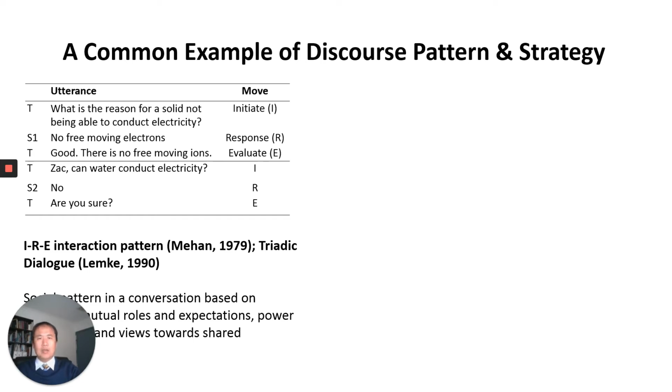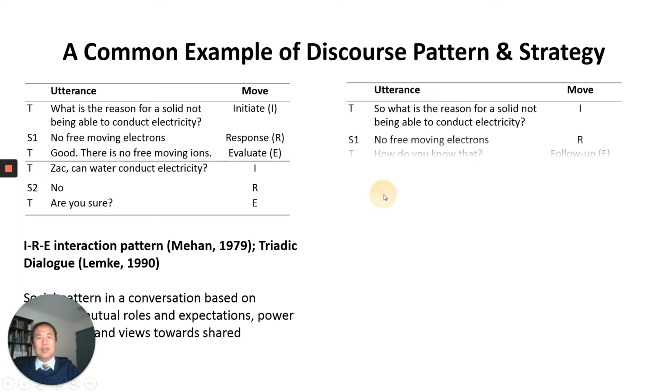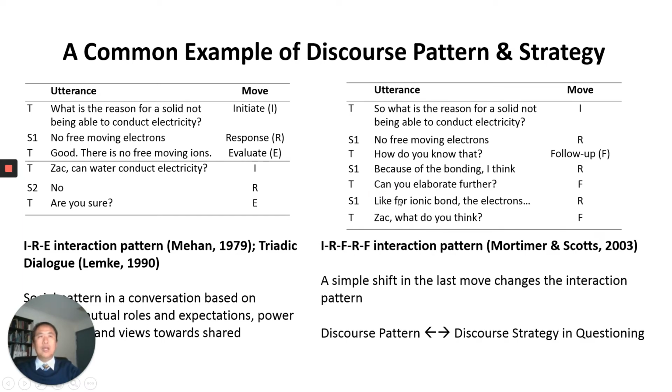Now, many teachers are not conscious about this discourse strategy, and this is perhaps why they often ask questions that will result in an IRE interaction pattern. And we know that the IRE pattern is not particularly good in promoting student thinking and deep learning. However, if you understand this pattern, you can make a small change in one of the moves and create a different pattern. And this will lead to an IRF-RF interaction pattern as documented by Mortimer and Scott.